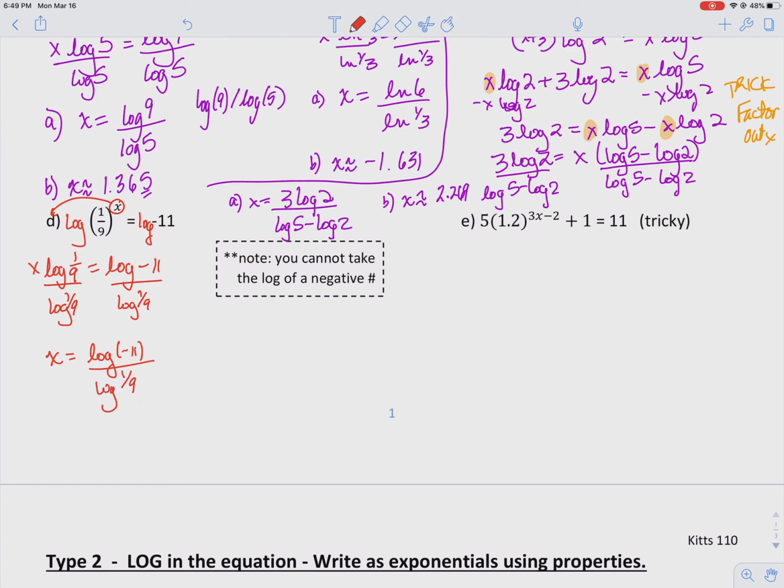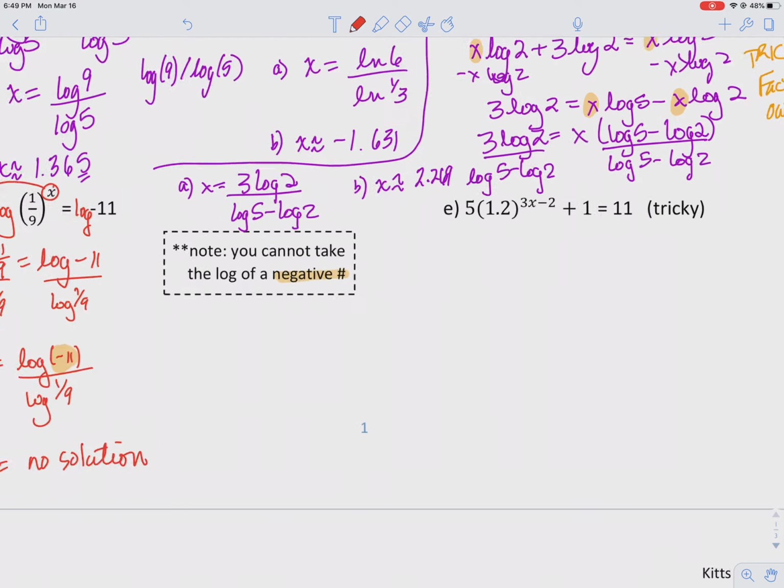Now, if you try and put that in your calculator, we got a problem because of this number right here. That can never be a negative number. So if you put that in your calculator, it's going to give you an error message. So x is no solution. There is no solution to that. There's no x you can put in there that will make the two sides equal to each other. Okay, last one of this type.